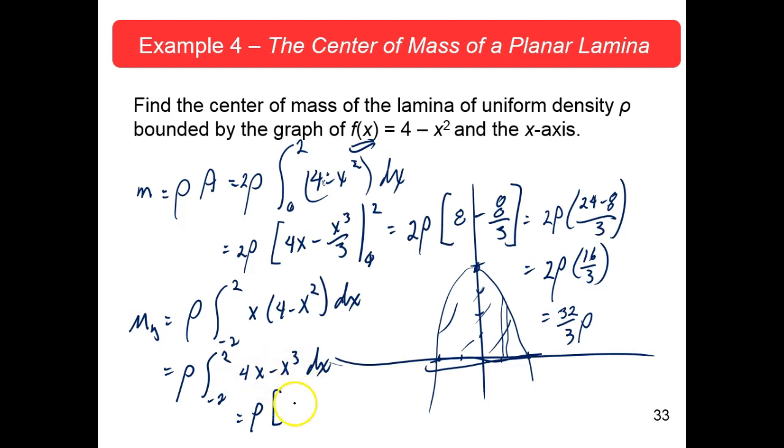Okay, so we have 2x squared, perfect, minus 4 x to the fourth divided by 4. Got it. Evaluated from minus 2 to 2. Okay. It'll be rho times, put a 2 in there. What do you get? 8. Seems like we've had that before. Minus.